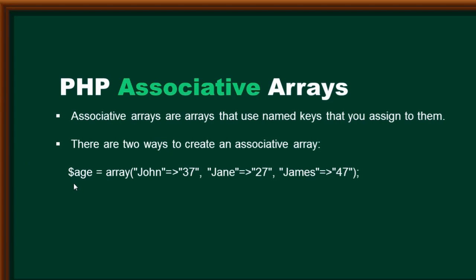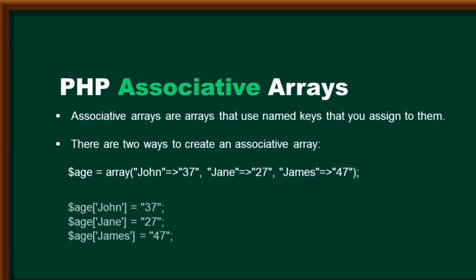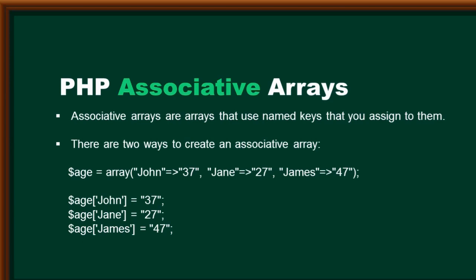Once you've defined the array, you use the arrow here to assign the keys to the values. So we're assigning named keys to each of the array's values. So that's one way of doing it. The other way is this, a more manual approach, where you use the equals sign to assign the keys to the values. Once you've named the keys, you can then use them in your script.